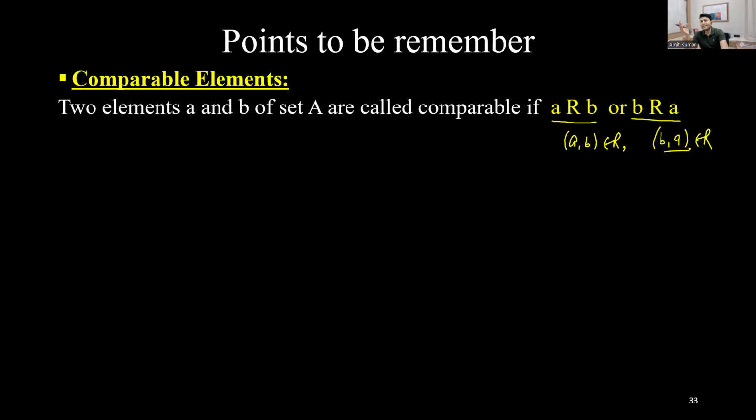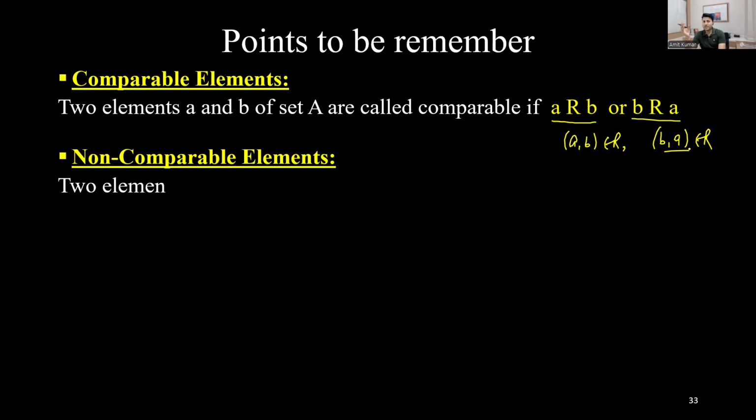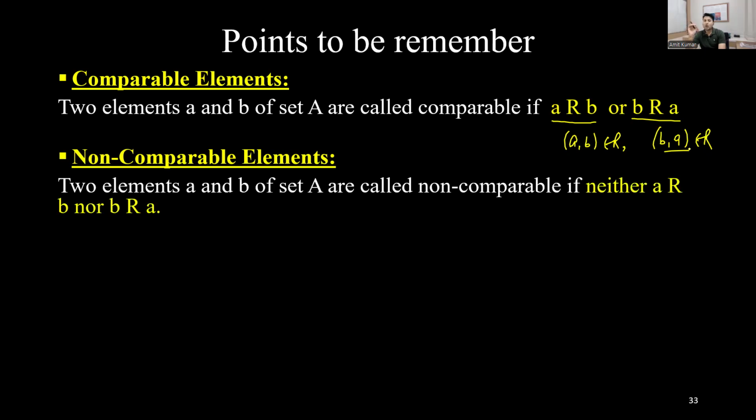So if (A, B) belongs to R or (B, A) belongs to R, the pair of elements is called comparable. On the other side, if neither (A, B) belongs to R nor (B, A) belongs to R, then that pair of elements is called non-comparable. For example, if I have a relation which has the elements (1, 2) and (1, 3).